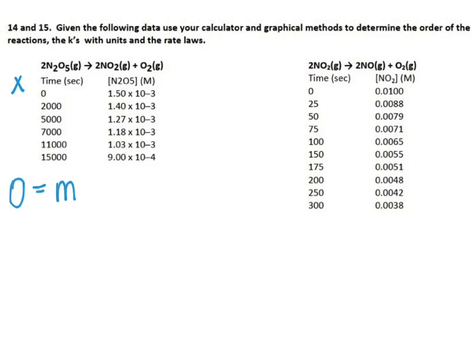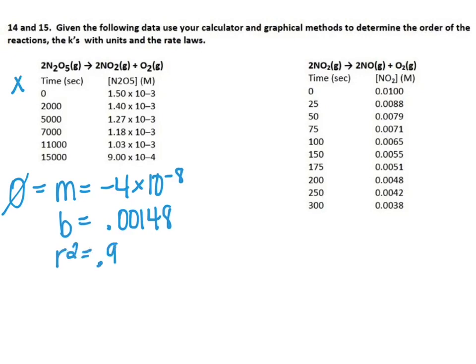So our M is -4 times 10 to the -8. Our B is 0.00148. So you need to get your M, your B, and your R squared. Our R squared is 0.994469.